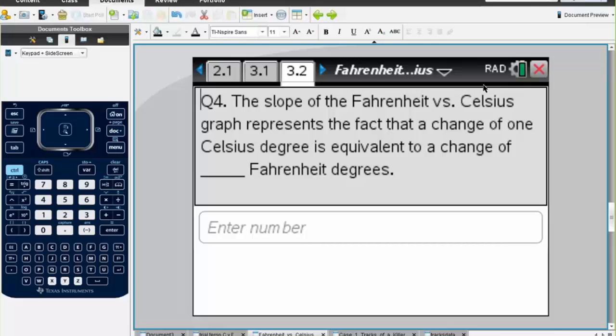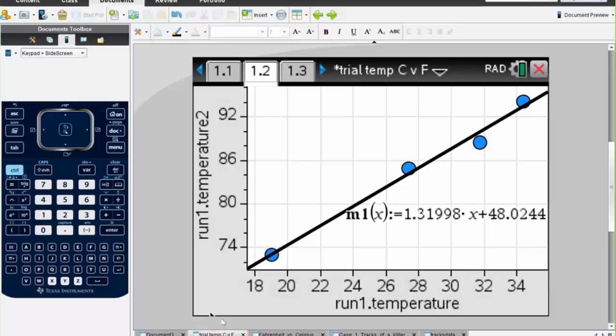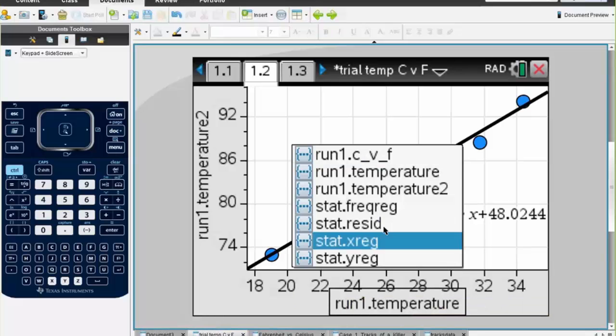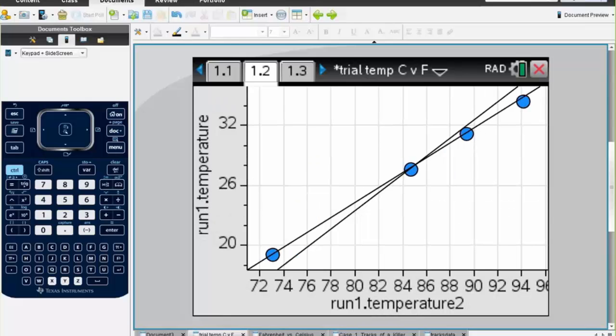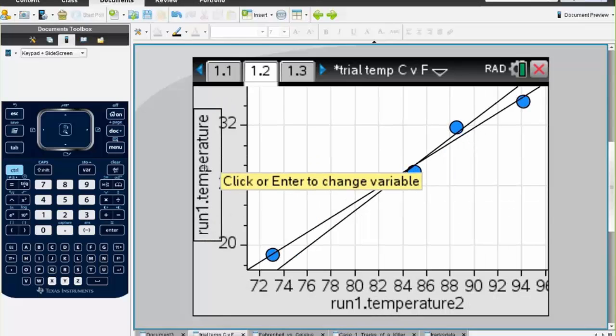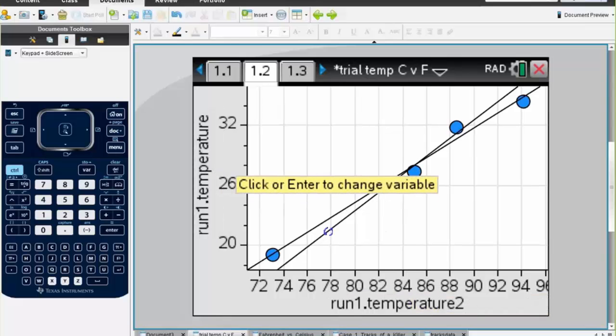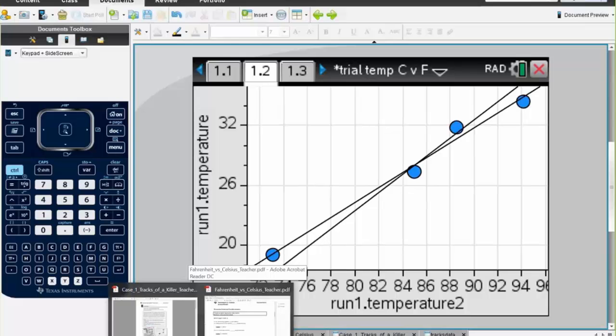Now that's Fahrenheit versus Celsius. If I go back here, what I can do is switch this over and put run 1 temperature 2 down the bottom, and it's switched over straight away to make it run 1 temperature 1. And we can again talk about what the equation is. What does the gradient mean? What does the y-intercept tell us? That sort of thing. So that's one activity there.